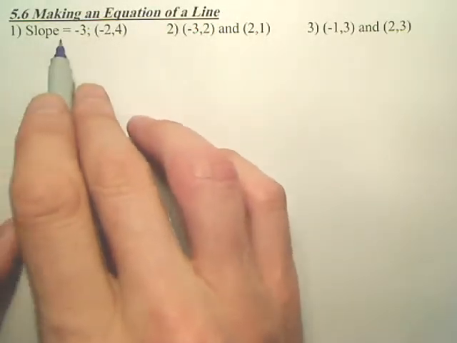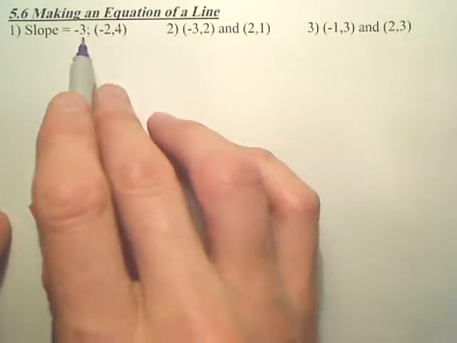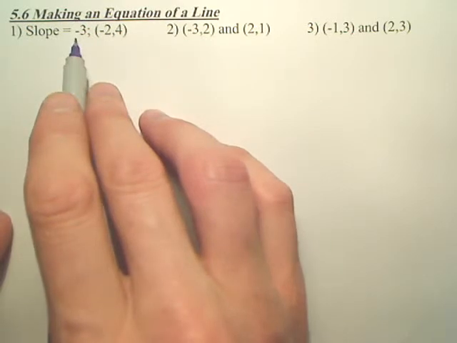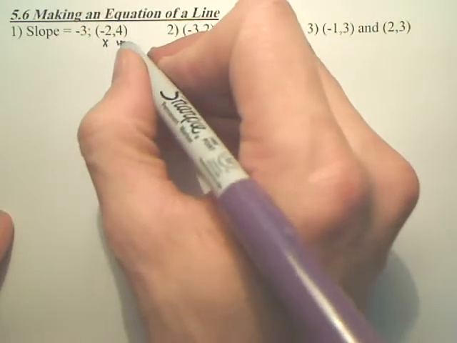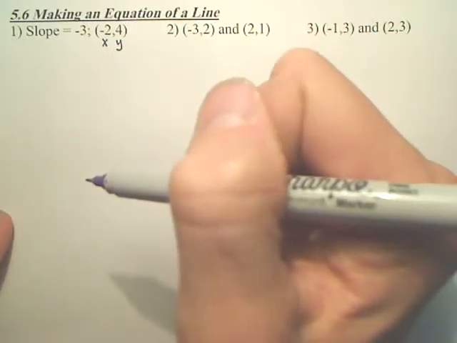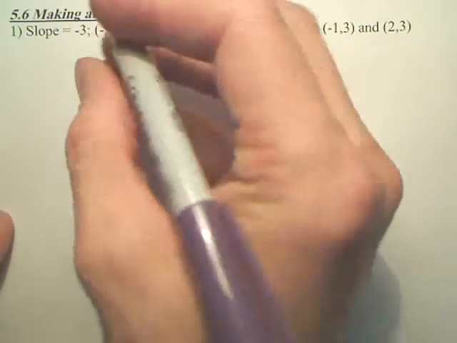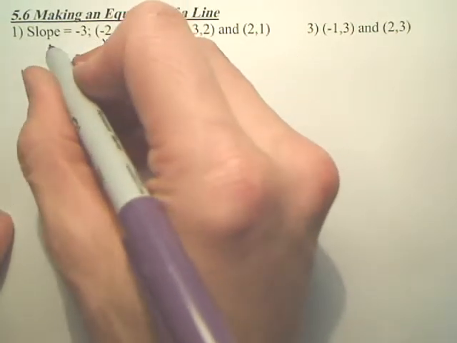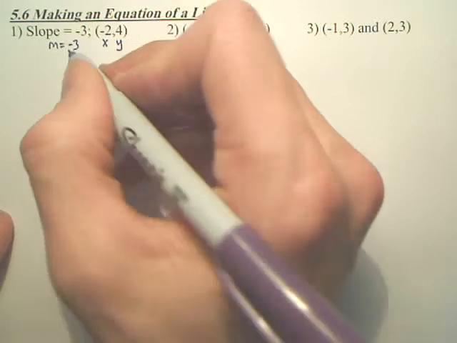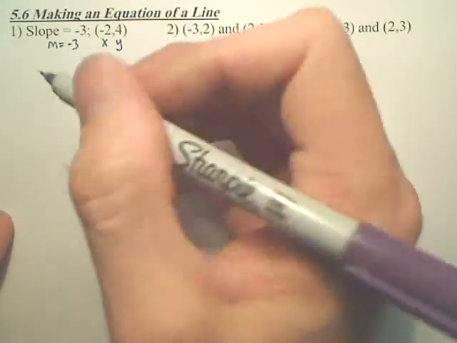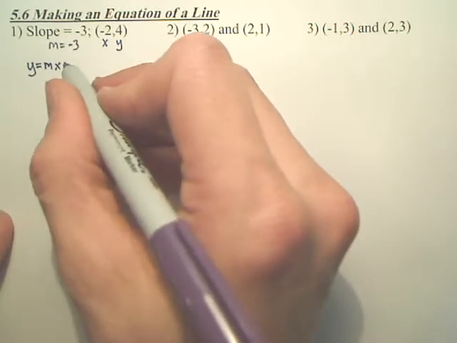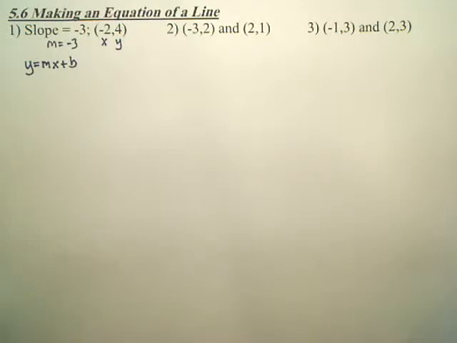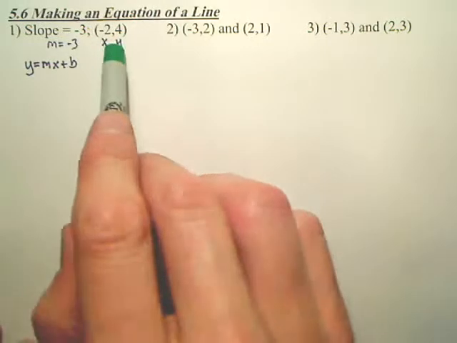Alright, I want to find the equation of a line that goes through this point and has this slope. Now, you first have to understand that x, y is a coordinate, and when I say slope equals -3, that means m equals -3. You also have to know this formula. If you know that formula, you can find the equation of a line that has this slope and goes through this point.